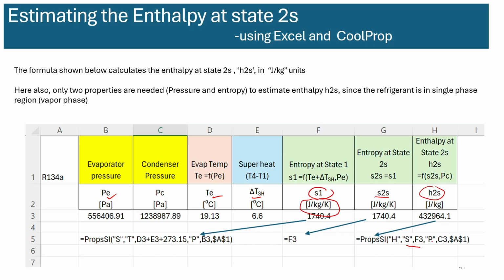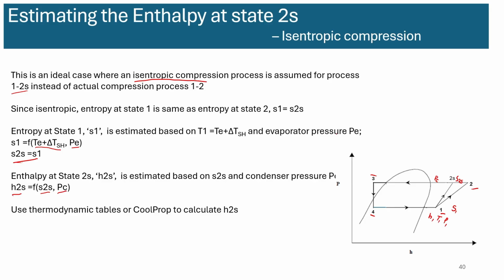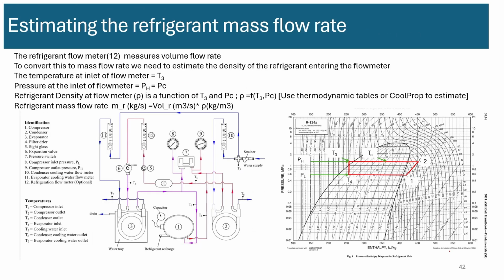And the pressure, which is the condensing pressure, which is in C3. And if you use those two and the output is H, you get the enthalpy at 2s. So that would be this point here. So you'll know the enthalpy at 2s, H2s there, right? Okay.